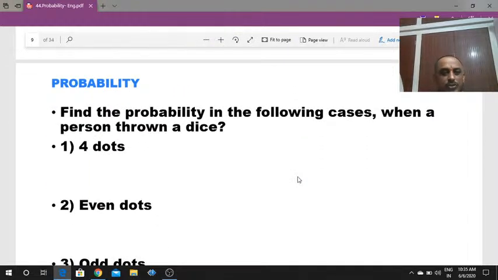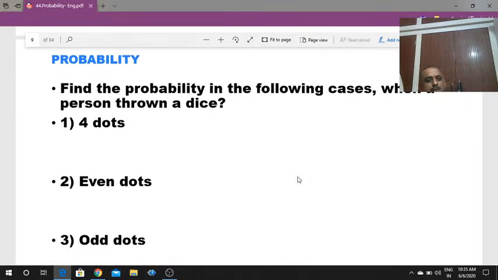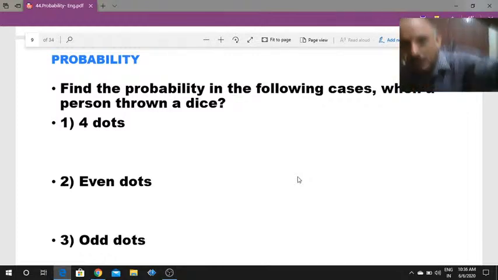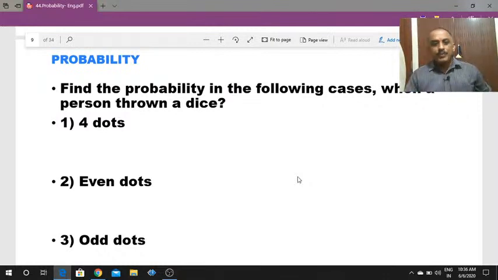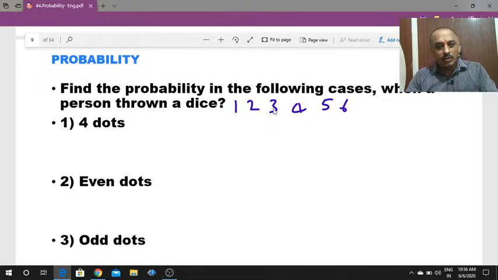Now see the first question. Find the probability in the following cases when a person throws a die. So here, if a person throws a die, the possible outcomes may be 1 dot or 2 dots or 3 dots or 4 dots or 5 dots or 6 dots. Okay, now 4 dots. 4 dots appears only one time. So 1 by total how many possible outcomes are there? 6. So 1 by 6.